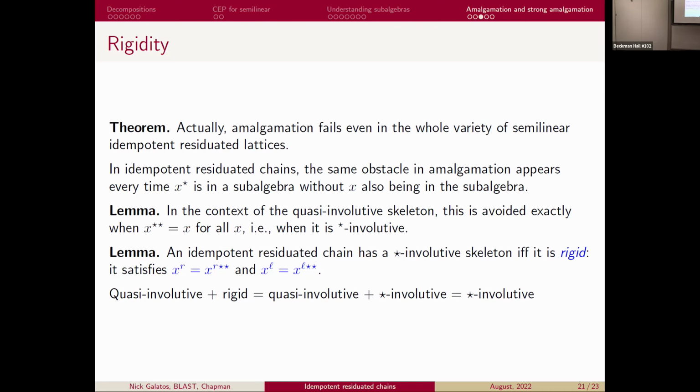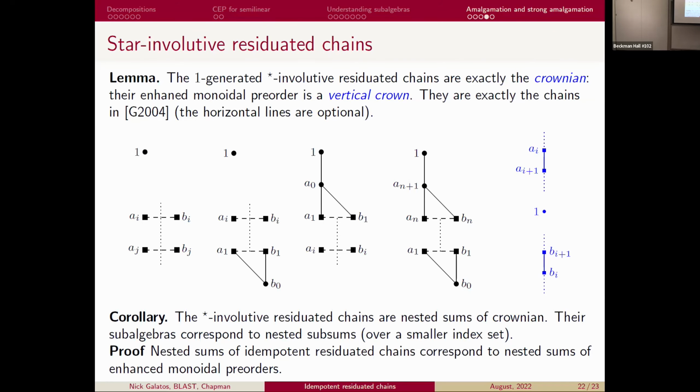Again, the star is the smallest of the L and the R. And that's the condition that we impose. We just need this for the skeletal elements. So we just say that every right inverse is double star fixed and every left inverse is double star fixed. This gives rise to a condition that we just call rigidity. So idempotent rigidity chains that are rigid, namely their skeletons are star involutive, are the ones that amalgamate well, or are expected, have a chance of amalgamating. And what are those? These are exactly the ones from the 2004 paper.